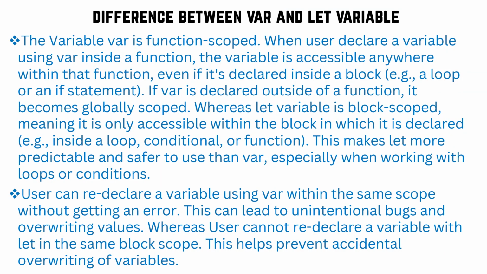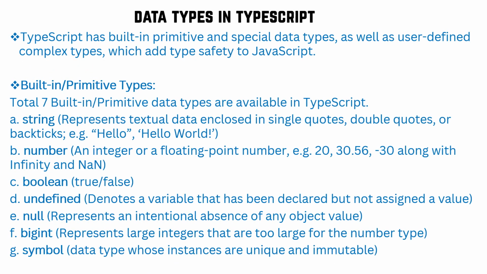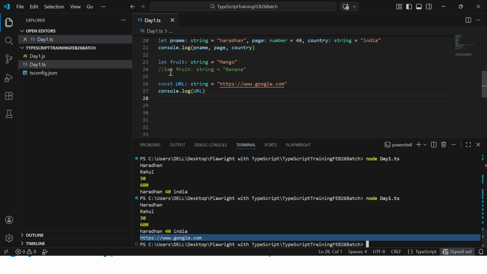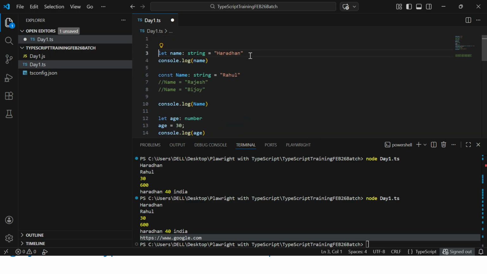So now the last important topic for today will be the data types, where we'll be discussing the seven key primitive data types. We already see in the code that whenever you define a variable, you need to give the data type, either number or string and so on. Now let's understand what all these data types are.